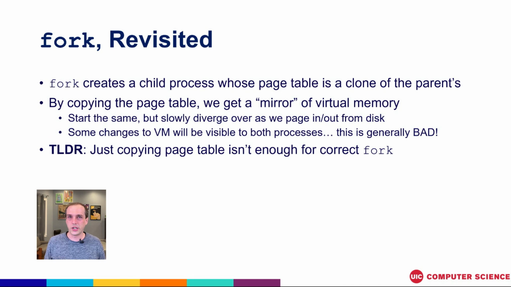But in general, we can't just straight copy the page table and just call it a day, because then some edits in one place will show up in the other place, and we don't want that to happen. By default, usually we want any edits in a forked process to not be reflected in the parent process. I don't want my child process to corrupt or manipulate what's happening in the parent process, and also vice versa. So just straight copying those page tables is not enough for a correct fork, as we're going to see here in a moment.